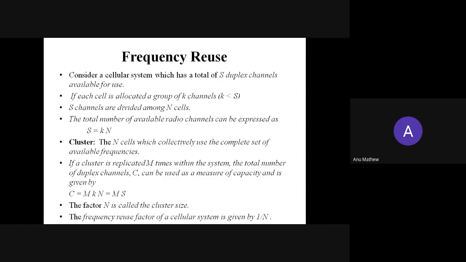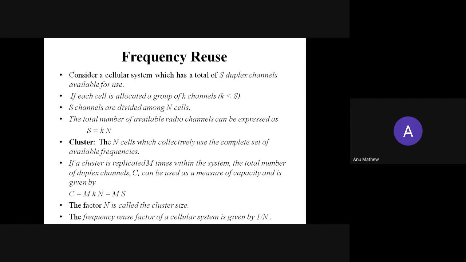Then if a cluster is replicated M times within the system, the total number of duplex channels C can be used as a measure of capacity and is given by C is equal to M into K into N, or C is equal to M into S. So these clusters are repeating M times in a system. So the total number of channels used in that system is a measure of the capacity of that system.